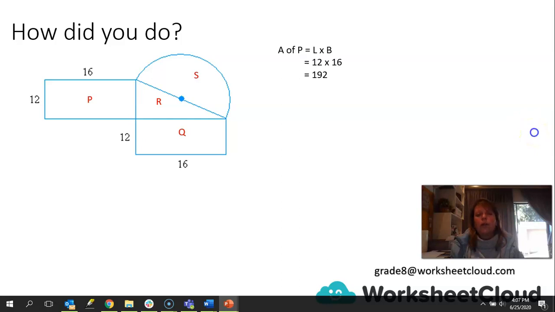Now we're going to work with the area of Q, because it's also pretty similar. In fact, the measurements are the same. So here it's also 12 times 16. Again, it is going to give us 192. Then we can work out the area of R, which is a right angled triangle. See, when these two sides of the rectangles meet, it's going to form a right angle, so we can say that is a right angle triangle. But we know now what the height is. It's 12, and the base is 16.